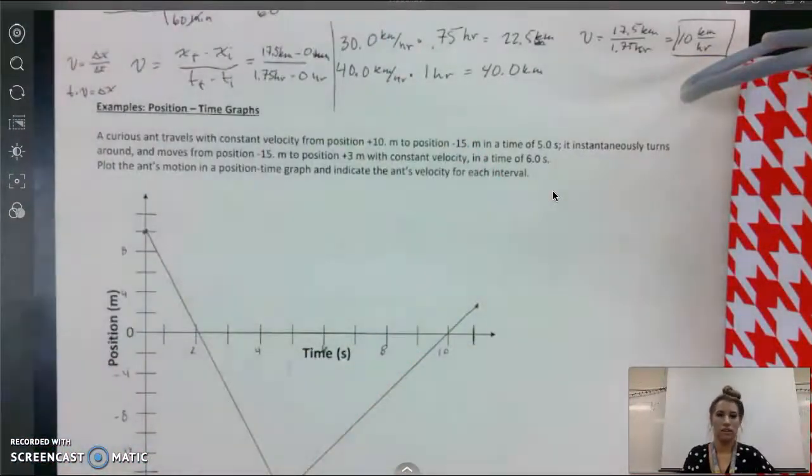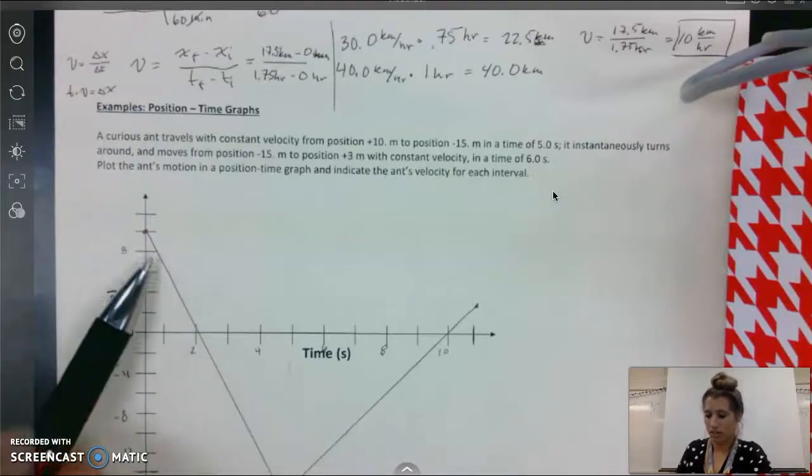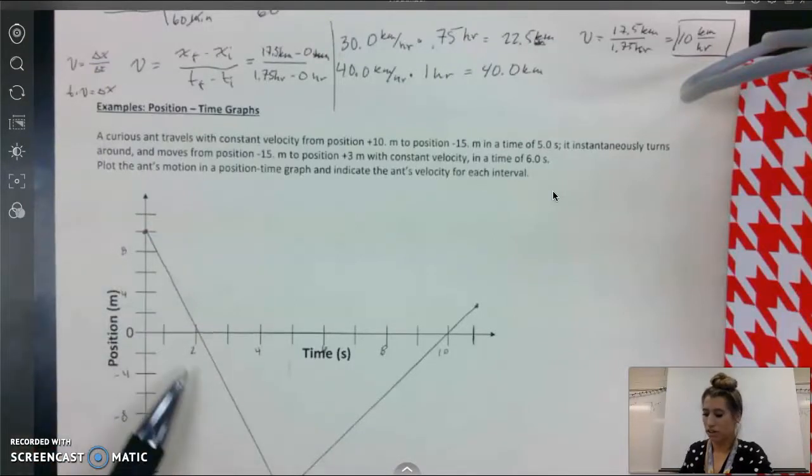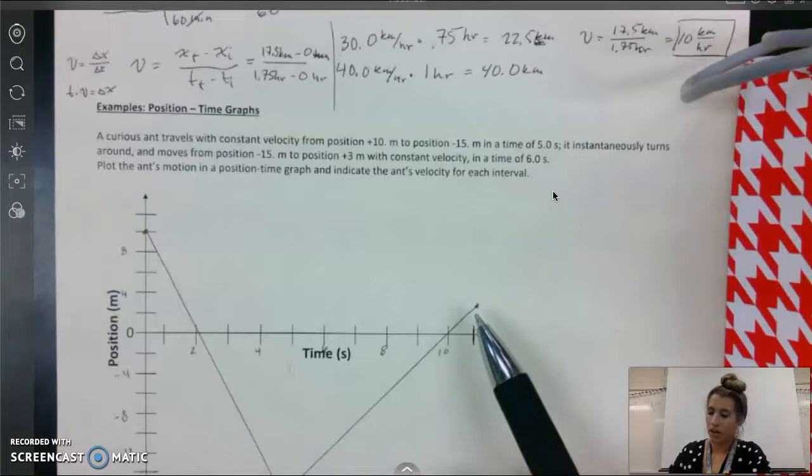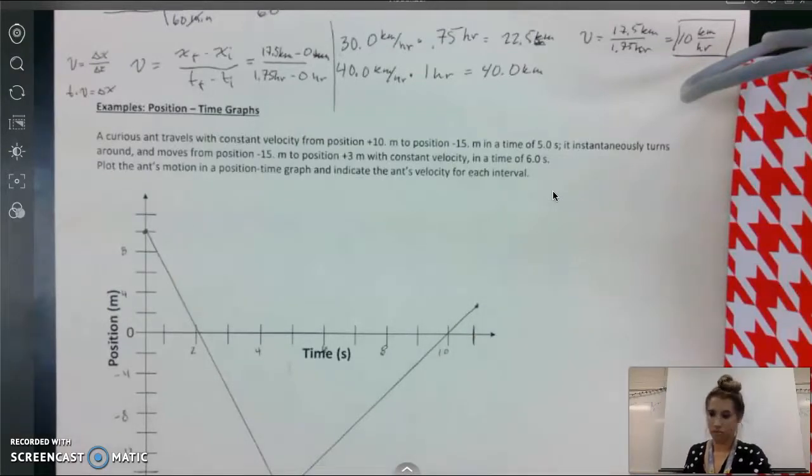All right. Now let's confirm this. It says that we're moving with a constant velocity, and we know that the slope of a position versus time graph is our velocity. So that's the slope of the line. As I look at this, the slope of my line does not change, which means I had constant velocity. And same here. Now the slope is different. We have a different velocity, but it is still constant for that time frame.